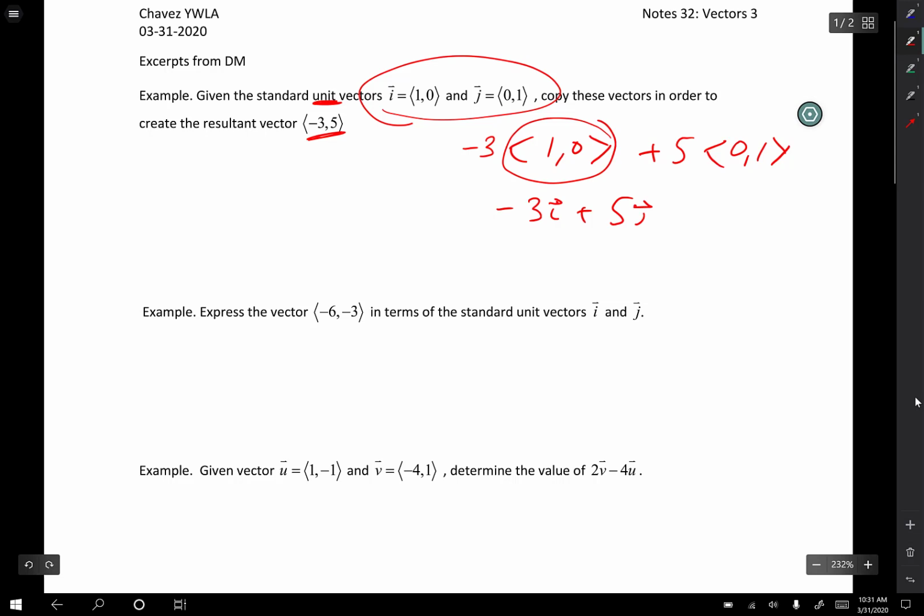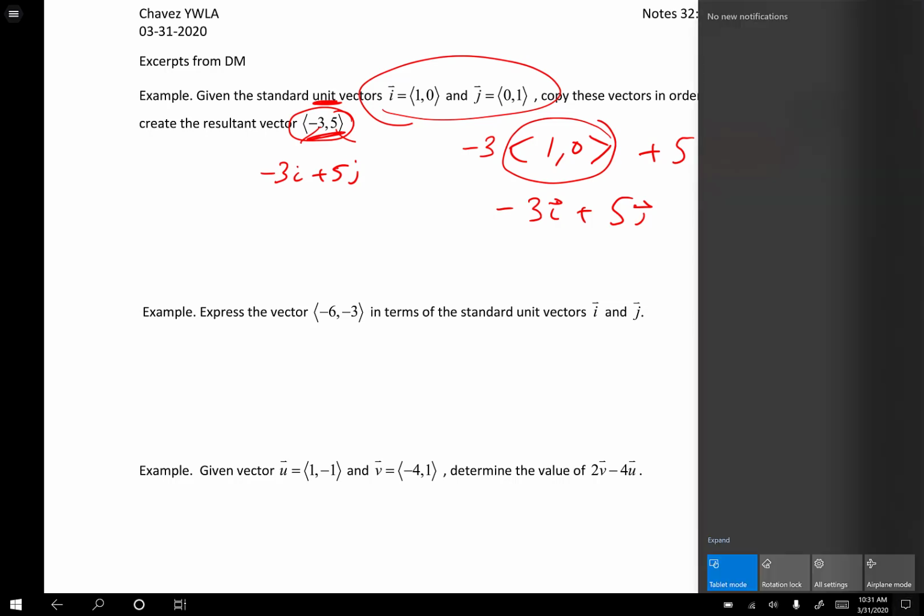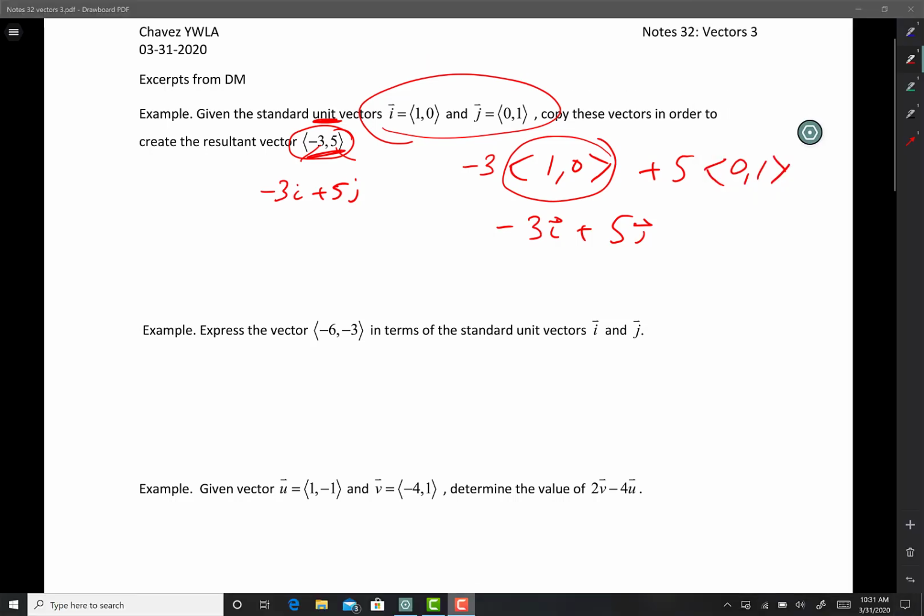And there it is, guys. You didn't have to do all that work. You could just look at this and go, okay, x and y. So you could have just gone -3i plus 5j, and then you're done. But this is the work leading up to that. Let's see how it's going to look on Delta Math, guys. Let's do that real quick, so you guys can see how that's going to look.